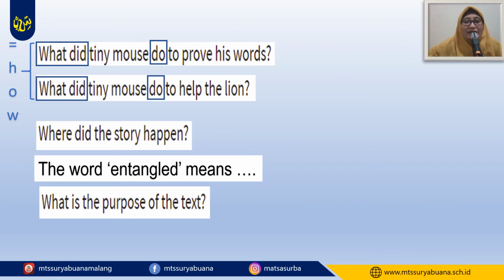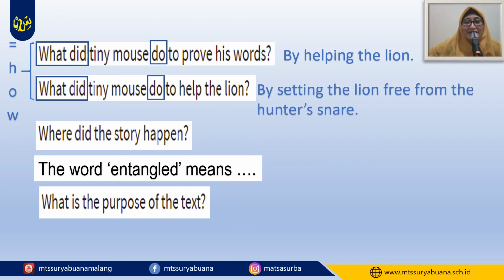Now let's try to answer the first question. What did the tiny mouse do to prove his words? By helping the lion, helping the lion save his life from the hunters, of course. Now the next question. What did the tiny mouse do to help the lion? By setting the lion free from the hunter's snare. Now let's have the next questions.